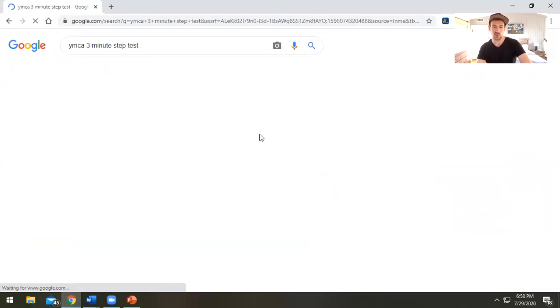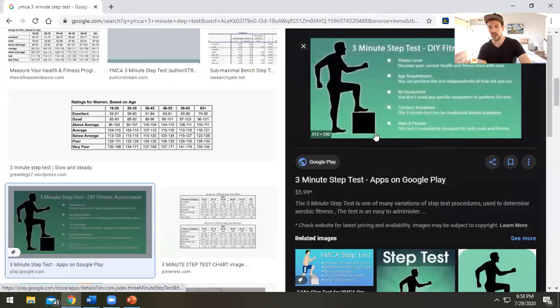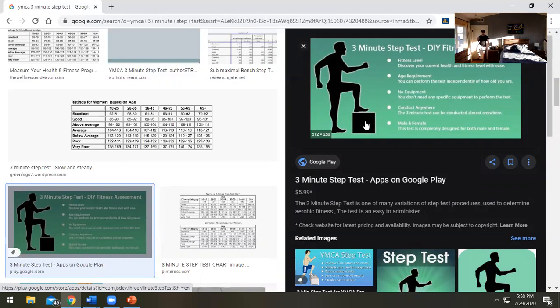What it looks like is you use a 12-inch step and you instruct your client to climb onto that step, right foot, left foot, right foot, left foot, right? That's one step. So what I mean by that is they're going to step up with one leg and then the other leg, and then they're going to step down. So it'll be up, up, down, down, right? That's how you're going to do that.